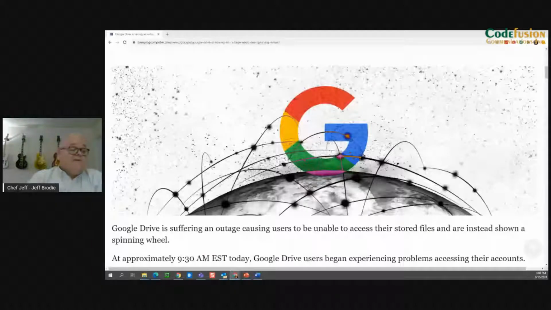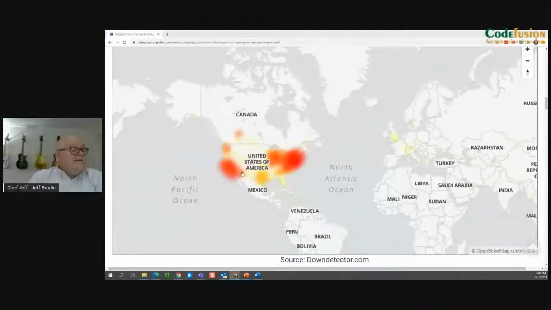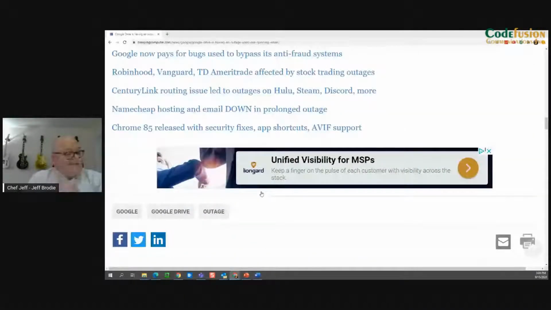They have a nice diagram here that shows you who was affected. So the western and eastern seaboard of the U.S. and looks like Alberta in Canada was affected, maybe a bit in the Vancouver area, Seattle. So that was the outage this morning. So if you experienced some downtime with your Google Drive, you had a spinning wheel, and you were seeing red, green, yellow, and blue, hey, we feel for you.